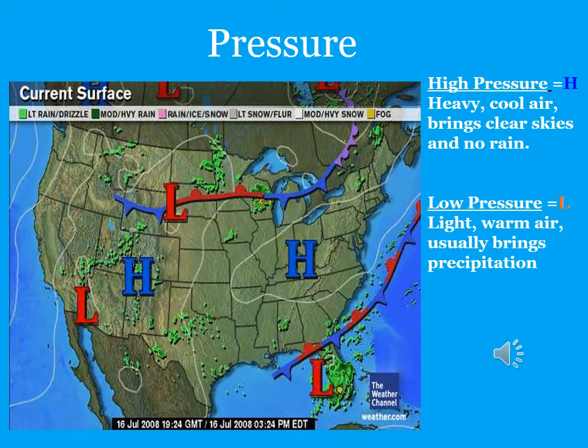Right, P is for pressure, so you have pressure systems. Now, heavy pressure, heavy cool air brings clear skies and no rain. Low pressure brings light, warm air and usually brings precipitation with it. At the equator and at both lines at 60 degrees latitude, the air is rising. So where air rises, you get rain. Those areas tend to be very humid.